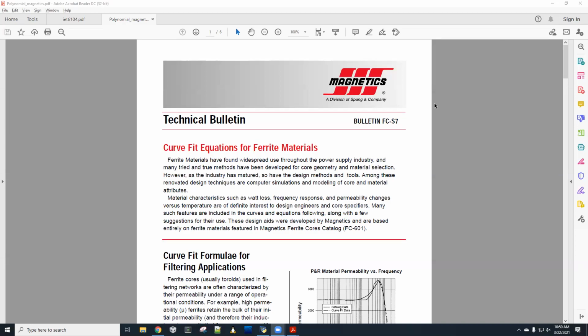Hello and welcome. Today we're going to discuss the application of polynomials to a very practical purpose. And this is the calculation of magnetic properties for different materials. Magnetic materials are very important for a wide range of engineering applications, especially for power conversion.